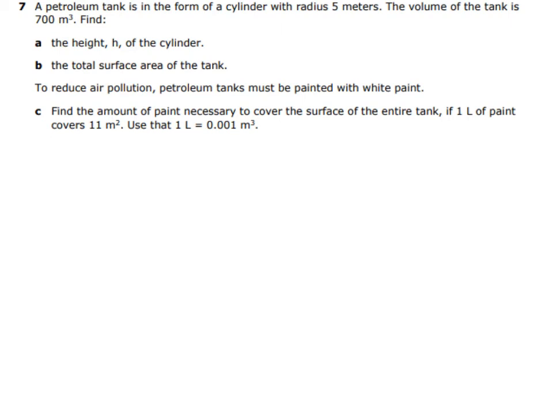Okay, then number 7 says a petroleum tank is in the form of a cylinder with radius 5 meters and the volume of the tank is 700 cubic meters. So in part A, we're going to find the height of the cylinder. Let's look at the formula for the volume of a cylinder. We take the volume of the cylinder by taking the area of the base and multiplying that by the height. So let's plug in what we know.